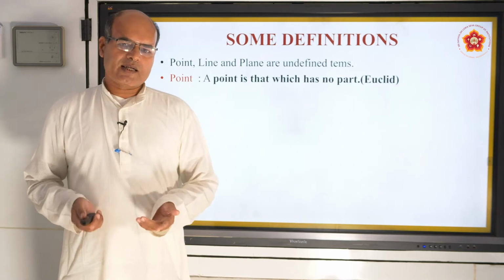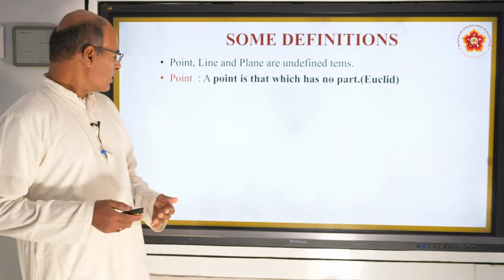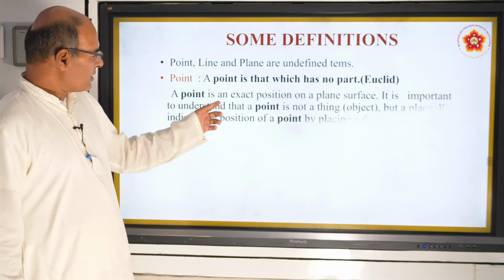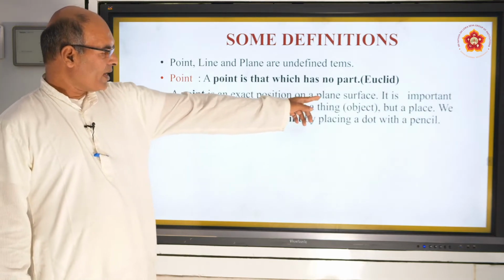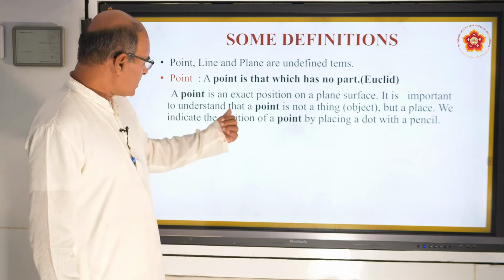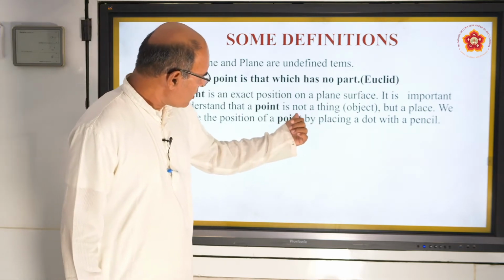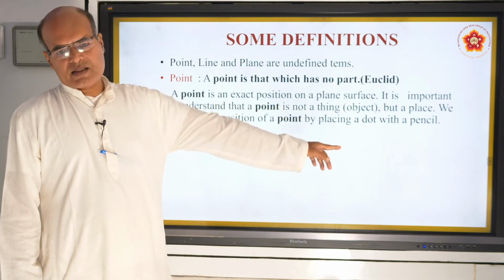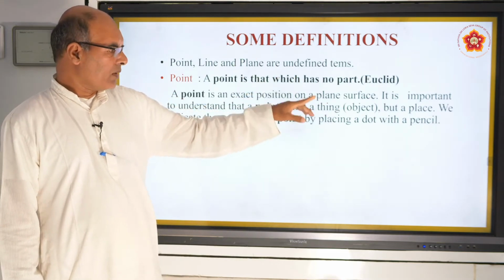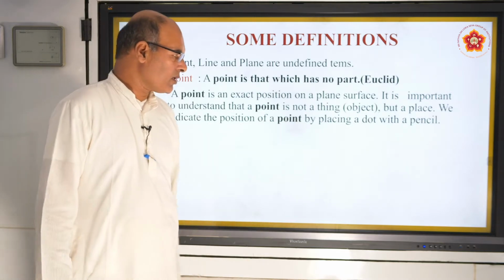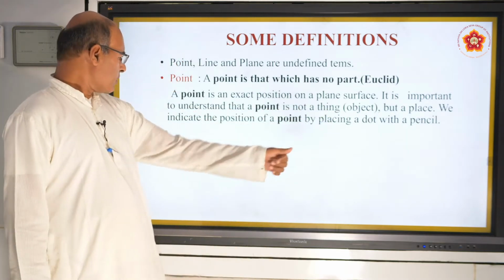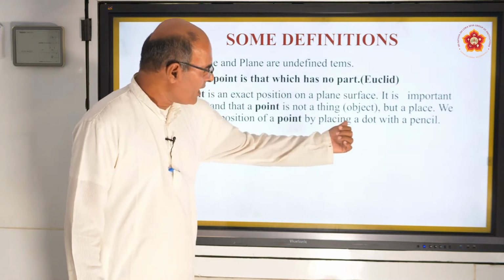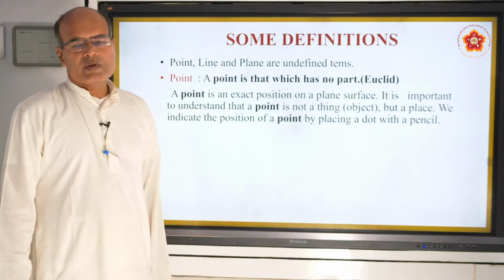But for our understanding, for our convenience, we define a point as an exact position on a plane surface. It is important to understand that the point is not a thing. It is not a dot, but a place. It is a position without dimension, without length, breadth, or height. So we indicate the position of the point by placing a dot with a pencil.